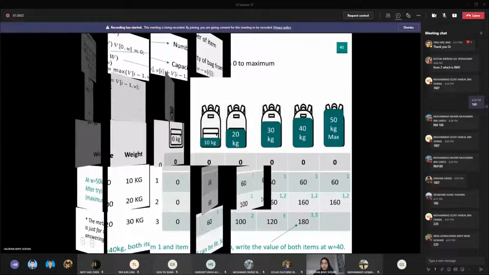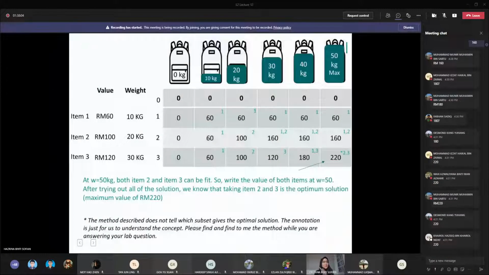Very good everyone. 220. As I said, this method described does not tell which subset gives the optimal solution. The annotation is just for us to understand the concept. So you need to find out the method while you are answering your lab questions, because they do have the comparison. So you need to study more on how you can do this tracking.